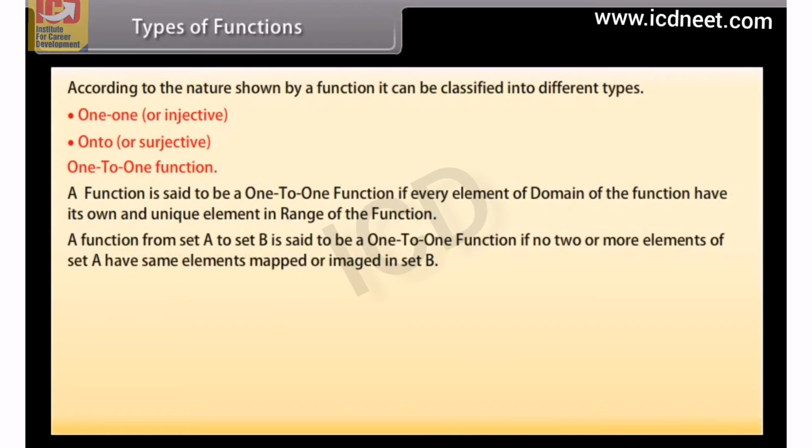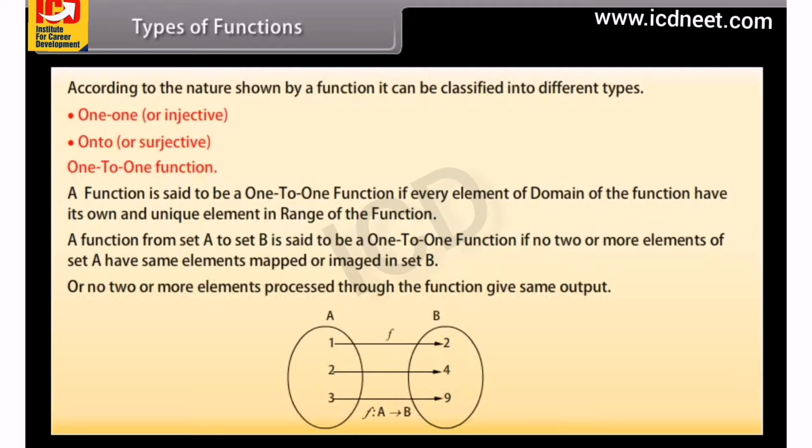A function from set A to set B is said to be a 1-to-1 function if no two or more elements of set A have the same elements mapped or imaged in set B, or no two or more elements processed through the function give the same output.